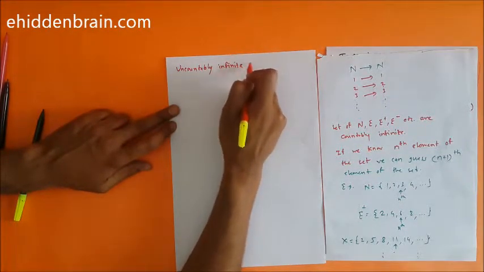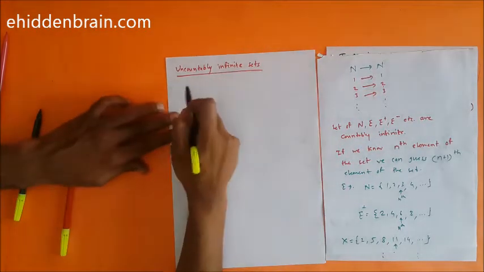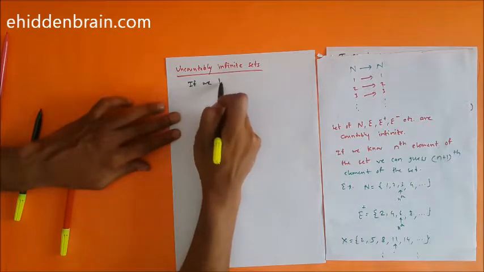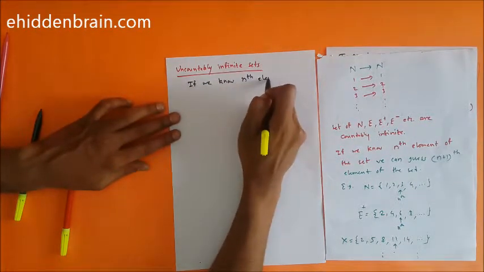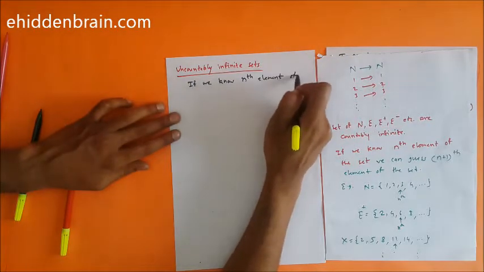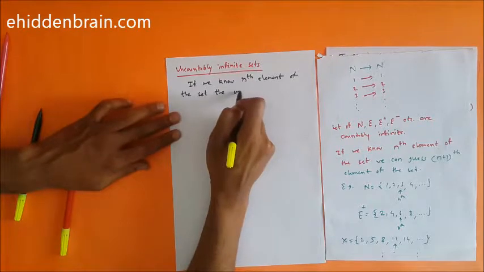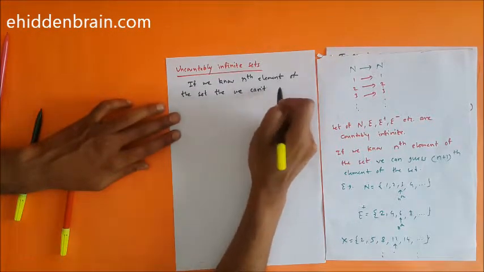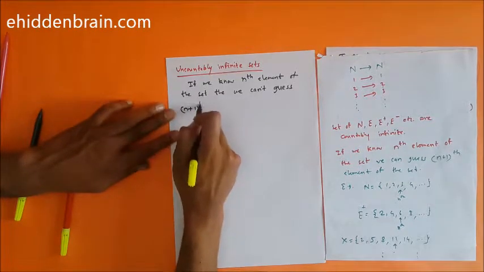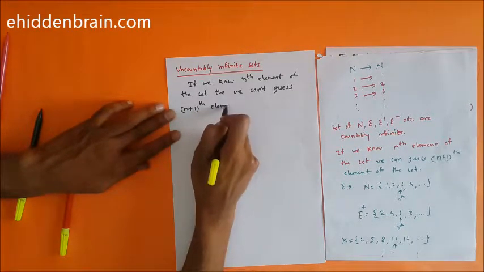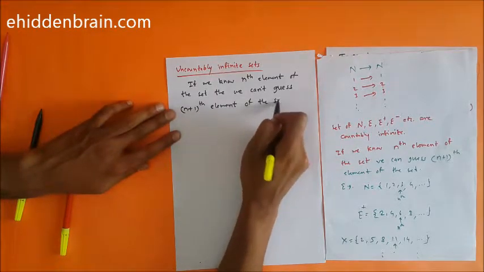Uncountably infinite sets. If we know the nth element of the set, then we can't guess the n plus 1th element of the set.